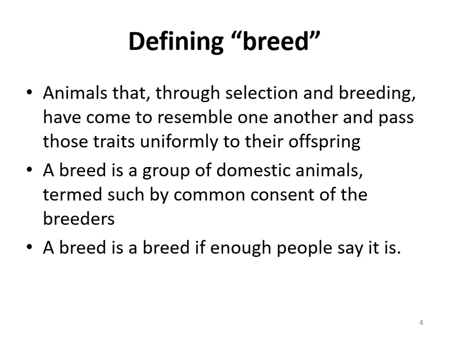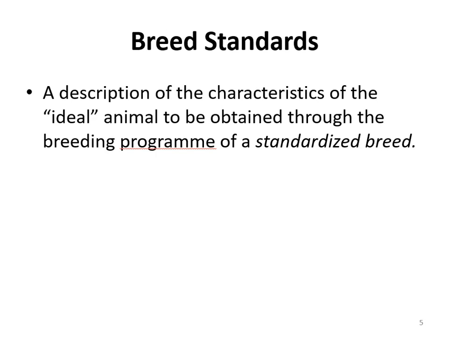define a breed precisely. Now, what are breed standards? These are a description of characteristics of ideal animals to be obtained through a breeding program of a standardized breed. So we would be looking for an ideal animal within a breed, and on that ideal animal we will set the standards for that breed. This is typically a job of a breed association or breeders who will write breed standards with the help of academia or animal scientists or animal breeding experts.